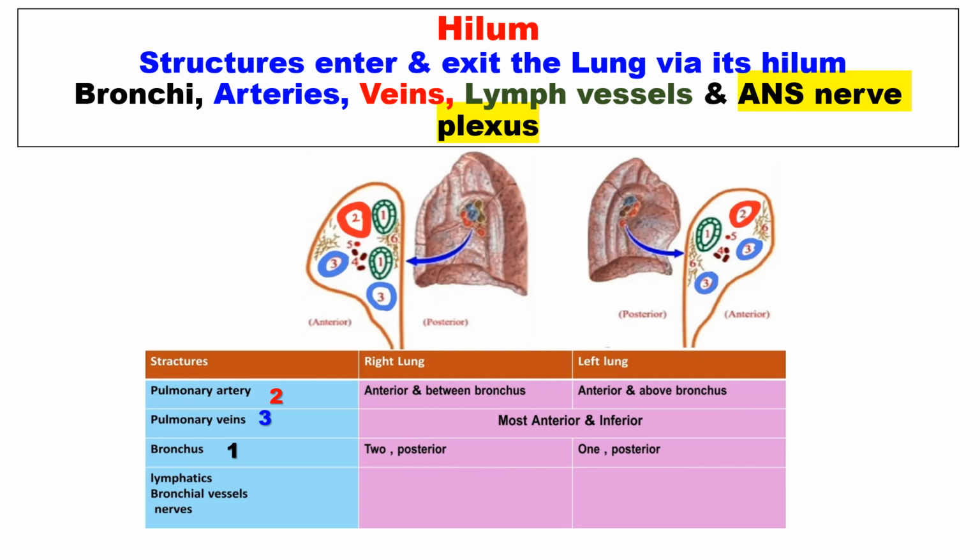Among the other important structures present around the hilum, we have the bronchial vessels, the bronchial arteries and bronchial veins, which nourish and drain the lung, lymph vessels, lymph nodes, and finally autonomic nerve plexus, sympathetic and parasympathetic.